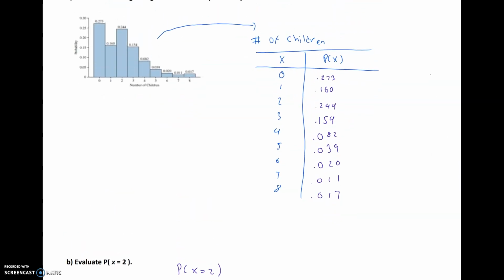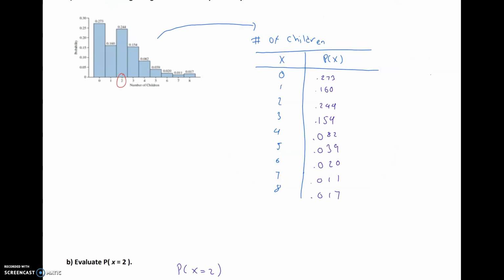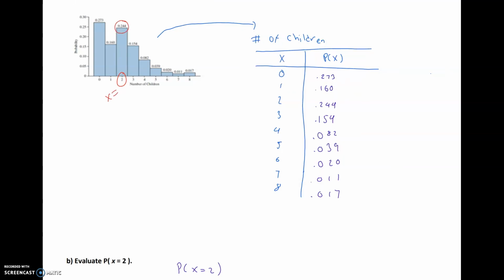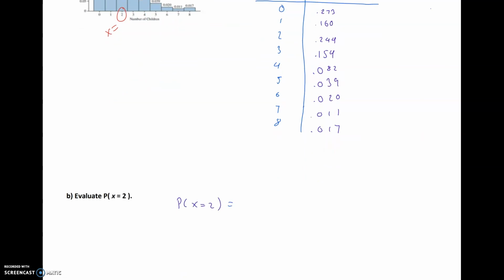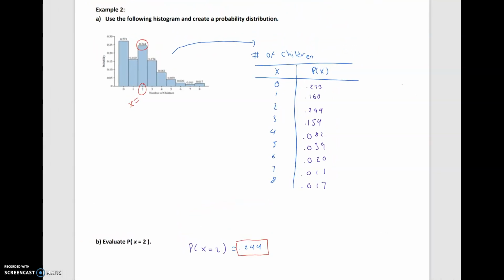to have two kids in this case, and we're just looking at x is equal to 2, and the outcome is the 0.244. So for this one, we would say that this is 0.244. And that's actually it. Evaluating probabilities from the table, you're just obtaining the one that belongs. In this case, this is 2, and then we're looking at 0.244. That's actually it for this problem.